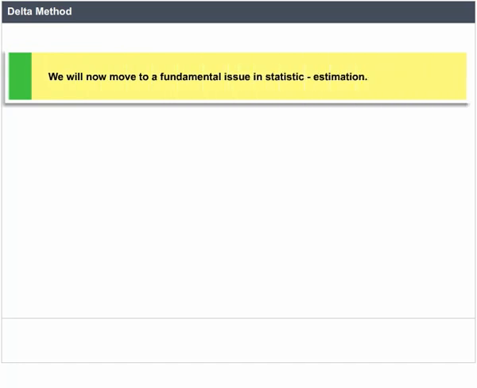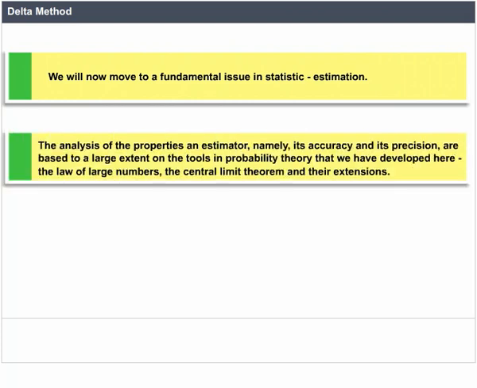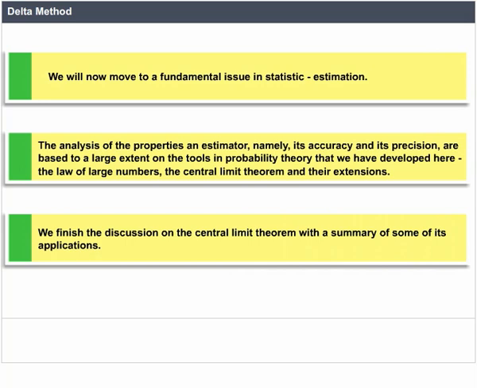We will now move to a fundamental issue in statistical estimation. The analysis of the properties of an estimate, namely its accuracy and its precision, is based to a large extent on the tools in probability theory that we have developed here: the law of large numbers, the central limit theorem, and their extensions. We finish the discussion on the central limit theorem with a summary of some of its applications.